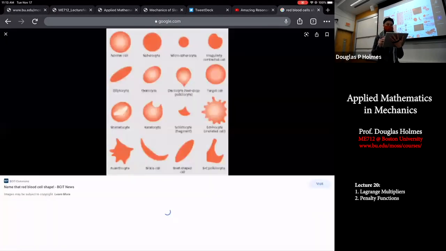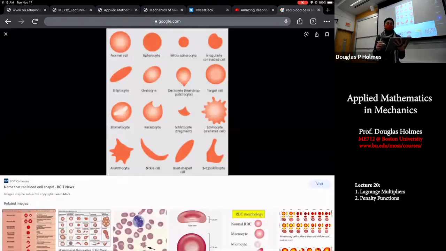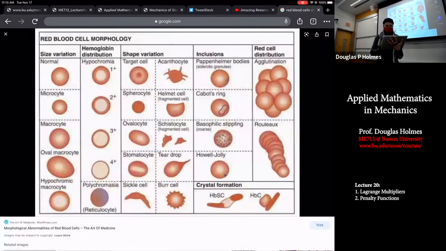But there are all sorts of red blood cell shapes that can emerge when either the cells are diseased or if they're encountering maybe an excess of salt. You've probably heard of the term sickle cell anemia. What that's describing is when your red blood cells adopt this kind of sickle shape that's down the bottom here. You see these burr cells, these teardrops. The shapes that these structures can take can vary dramatically.